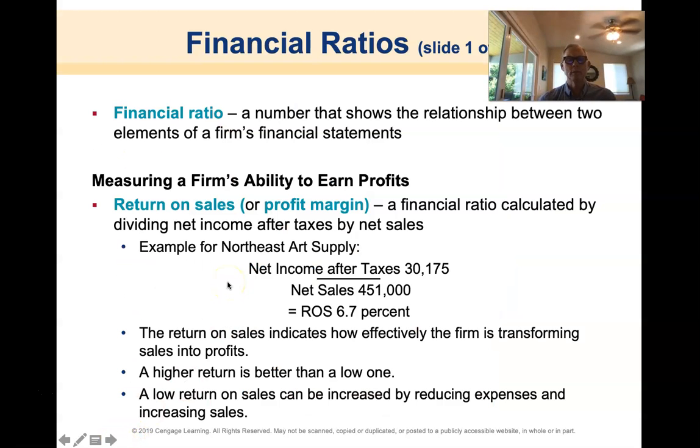Lastly, financial ratios. The two big ones are profit margin or gross margin, return on sales, and that's basically you take net income divided by net sales and you get your return on sales. This basically just tells you how effective your sales techniques are, how effective your sales are as opposed to how much you're putting into it. So the return on sales indicates how effectively the firm is transforming sales into profits.